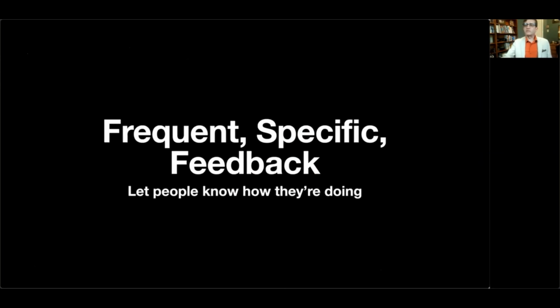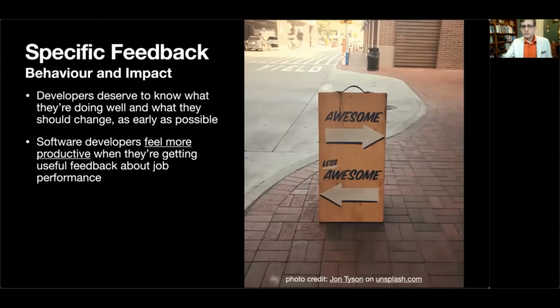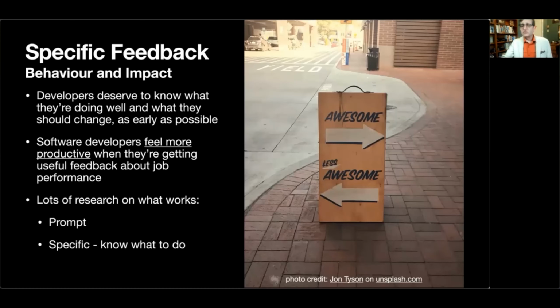Next up is giving frequent and specific feedback. Developers deserve to know what they're doing well and what they should change, and they deserve to know that as early as possible. And they feel more productive when they're getting useful feedback. There's tons of research on what works, and it's, again, not super complicated. Feedback should be prompt, it should be super specific so they know what to do, and it should focus on concrete behaviors demonstrated and their impact.